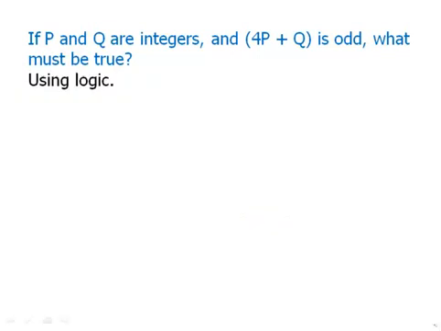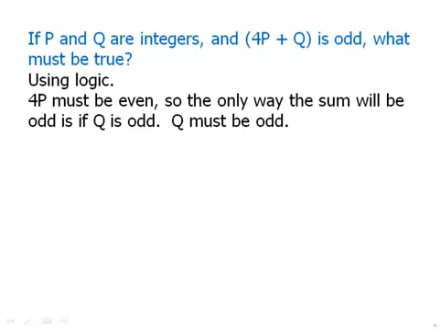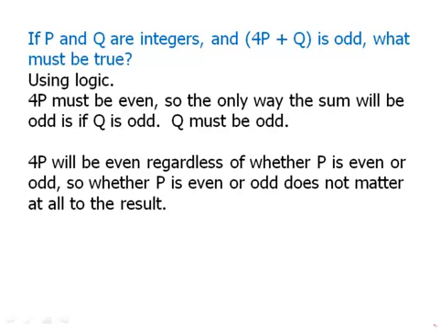Now again, using logic, think about this. 4p must be even, because 4 is an even number. So the only way that the sum will be odd is if q is an odd number, so q must be odd. 4p will be even regardless of whether p is even or odd, so whether p is even or odd does not matter at all to the result.